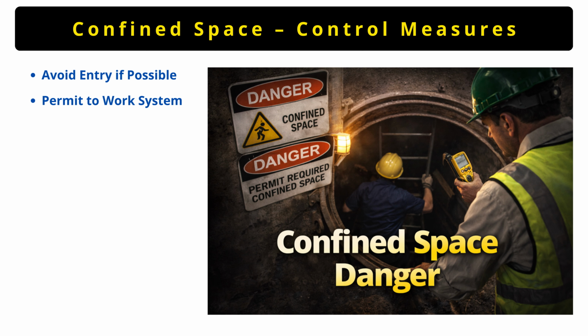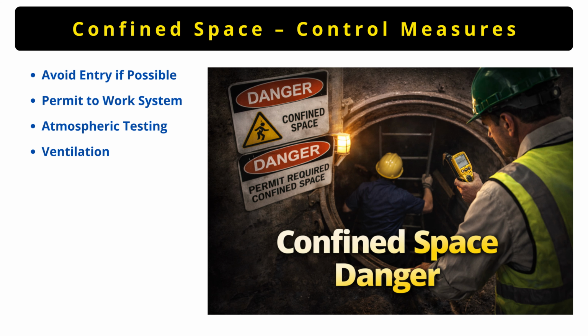The third control measure is atmospheric testing. Before entry, testing is mandatory. We must check oxygen level, toxic gases and flammable gases. One important point to remember, safe oxygen level is approximately 20.9%. Next is ventilation. Proper ventilation must be ensured inside the confined space. Fresh air should be supplied, harmful gases should be removed.